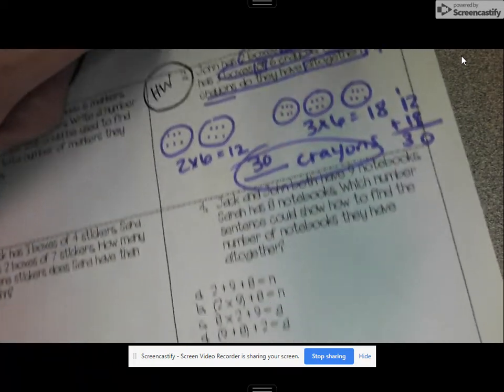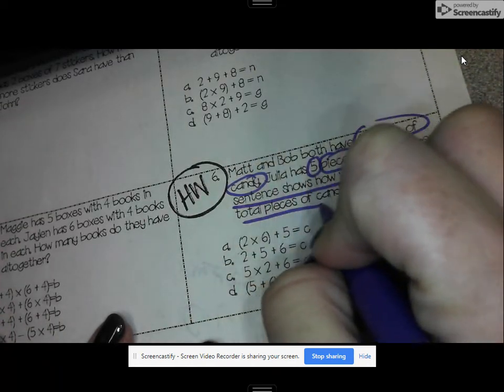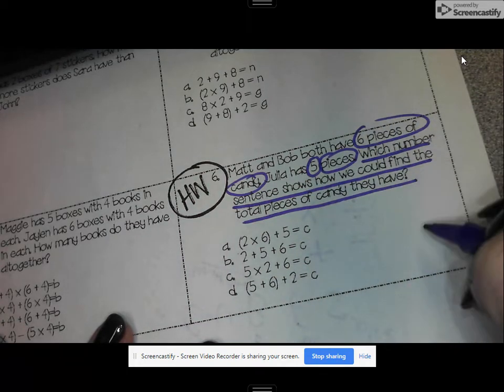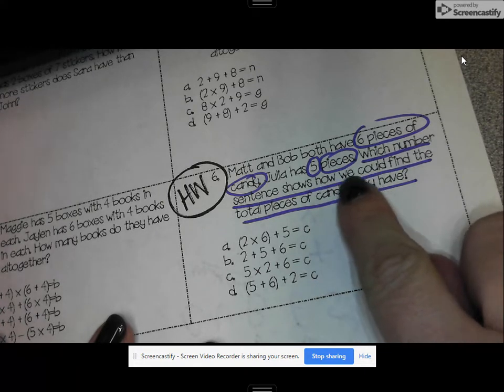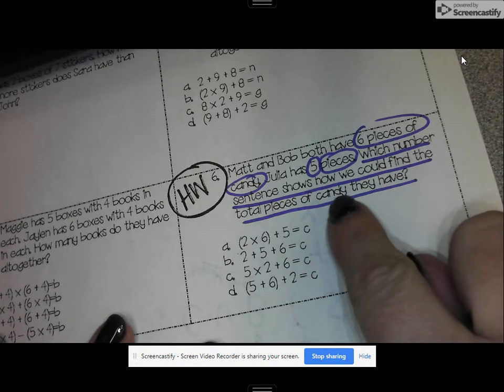For the one down here: Matt and Bob both have 6 pieces of candy. Julia has 5 pieces. Which number sentence shows how we could find the total pieces of candy? So Matt and Bob have 6 pieces of candy, so the number and the unit. Julia has 5 pieces, the number and the unit. We're going to underline what it wants us to do. Which number sentence shows how we could find the total pieces of candy they have. So this one, we're not even actually finding an answer. We just want to find a number sentence that matches how we could find the total pieces of candy.